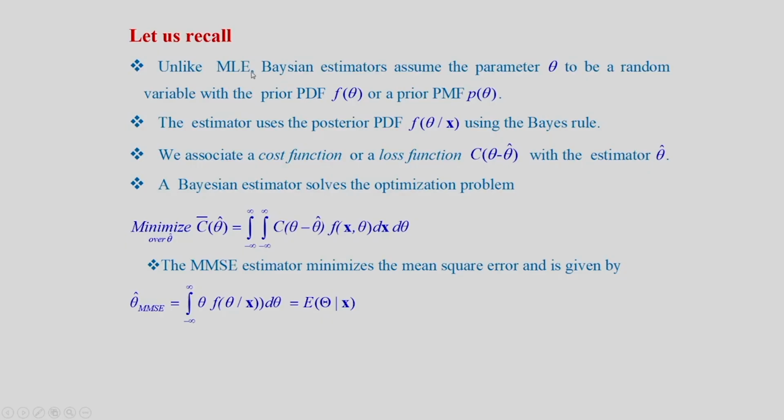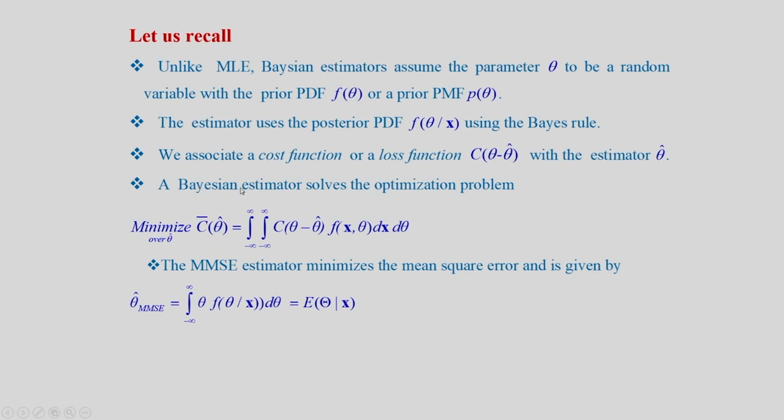Let us recall, unlike MLE, Bayesian estimators assume the parameter theta to be a random variable with the prior PDF f(theta) or prior PMF p(theta). The estimator uses the posterior PDF f(theta given x) or posterior PMF p(theta given x) using the Bayes rule. We associate a cost function or a loss function C(theta minus theta hat) with the estimator theta hat. Cost function is a function of error.